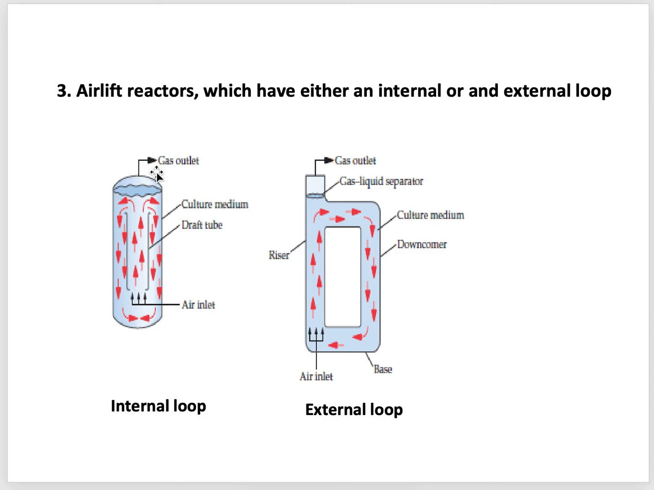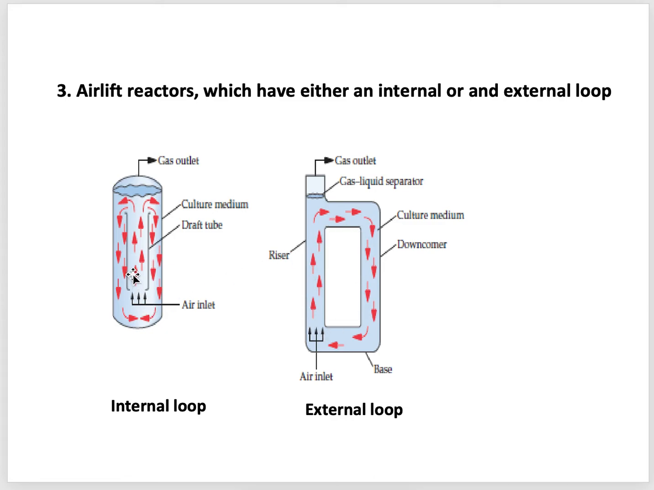One is this type. This is the original bioreactor, and inside the bioreactor there are some columns. Usually these columns are also made of stainless steel, and this facilitates the mixing. There are two types: internal loop and external loop. Actually, it creates a loop. You can design it so that the loop will be inside the fermenter, or design it so that the loop will be outside, like this one.